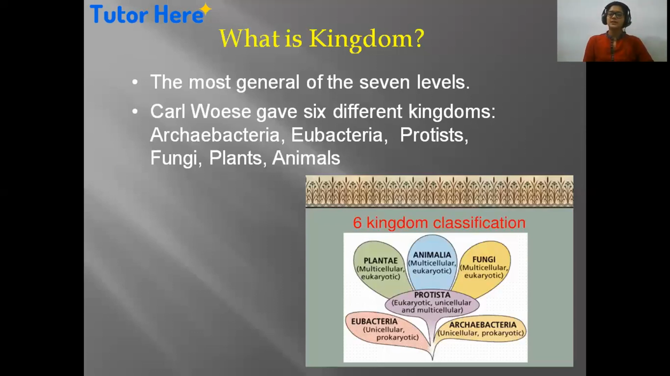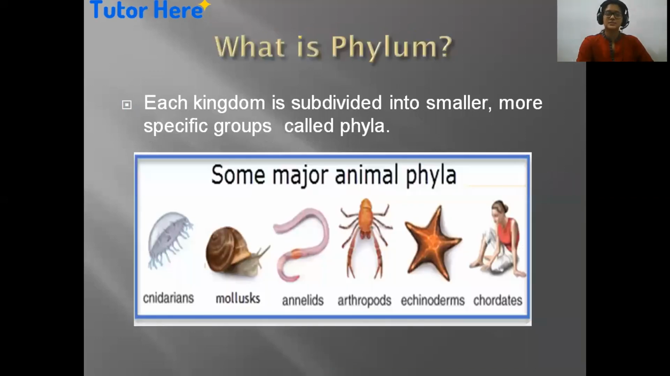Then comes the plantae. All the plants you see all around you are under the plantae kingdom, and they are multicellular, eukaryotic, and autotrophic, mainly autotrophic in nature. Then comes the animalia. Animalia are again multicellular and eukaryotic, and they are the largest amongst all the kingdoms.